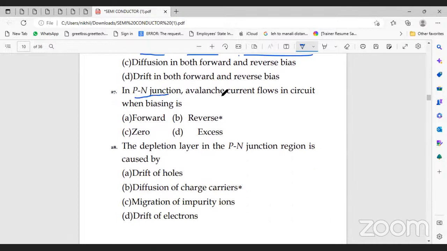So in the PN junction, avalanche current flows in the circuit in the case of reverse bias. The depletion region in a PN junction is caused due to the diffusion of charge carriers. Charge carriers include both holes and free electrons.